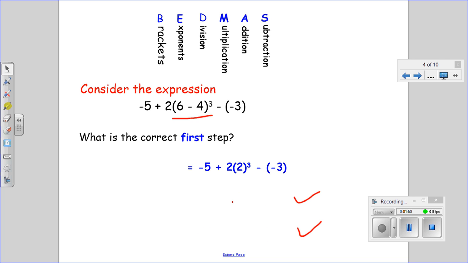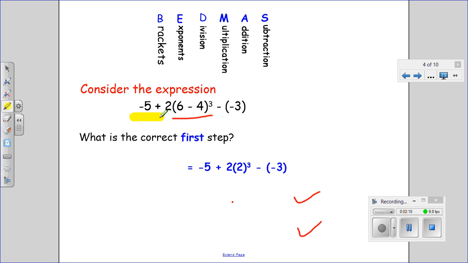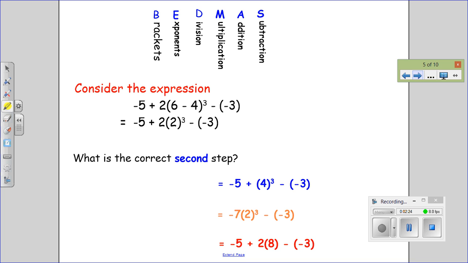And this was the correct first step, -5 plus 2 times 2 cubed, because 6 take away 4 is in fact 2. Notice that everything else was written out exactly how we see it on the screen. The -5 plus was written down, the 2 was written down in the equation. The exponent, the -3, all of these things were copied directly into the next line of the expression. They weren't changed.